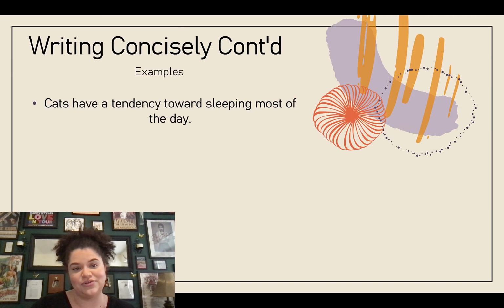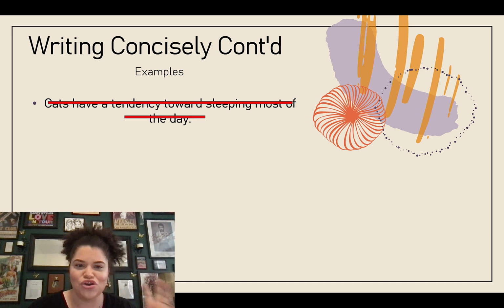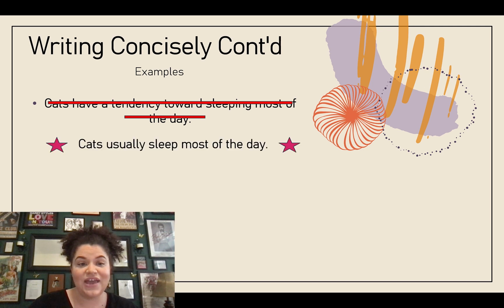Here's a couple examples. So, cats have a tendency towards sleeping most of the day. That's a weird sentence. It makes sense. You understand what it's trying to say, but it's extremely wordy and just weird. How we could say this in a more concise manner is something like this. Cats usually sleep most of the day. It's saying exactly the same thing the first sentence said, just in a more concise manner. It's easier to understand. It's not wasting the reader's time.